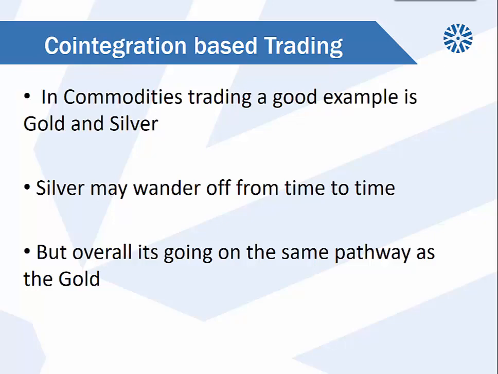If we look at commodities trading, a good example is gold and silver. We find that gold and silver may track a common average value. They may trade in opposite directions from day to day, but at some point in the future they should revert back towards that average, and hence they are co-integrated. Hedge funds will commonly use this sort of formula to program statistical arbitrage models to identify pairs or instruments to trade. So silver may wander off from time to time, but ultimately it's going on the same pathway as where gold is.